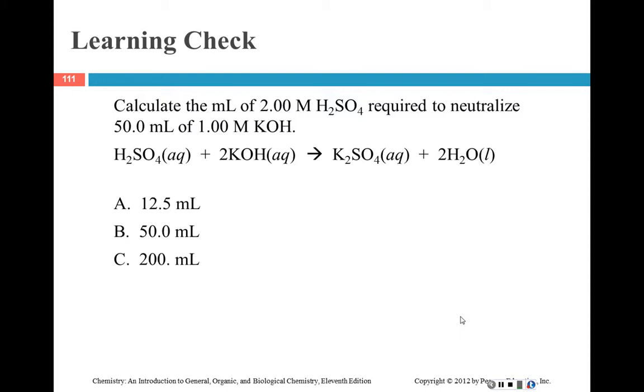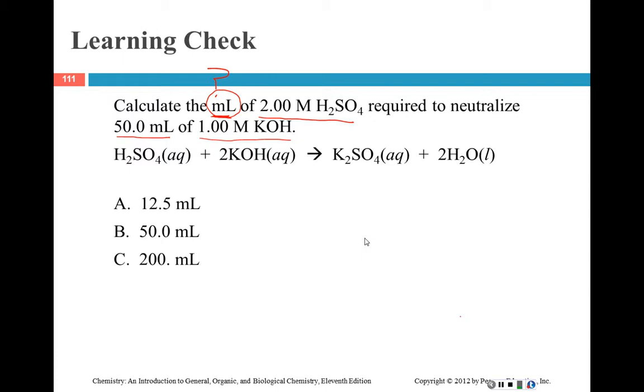Okay, so let's calculate this one, and I'm going to go through the steps with you, writing this on my pad, maybe, if I can do it. They want me to calculate milliliters of 2 molar sulfuric acid. How much is required to neutralize 50 milliliters of 1 molar KOH? Alright, so I'm looking for milliliters.